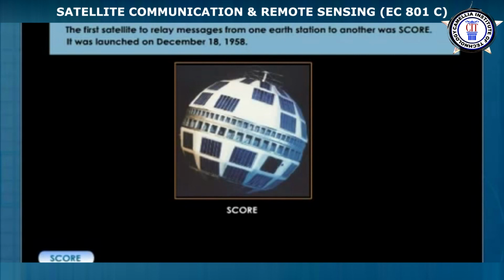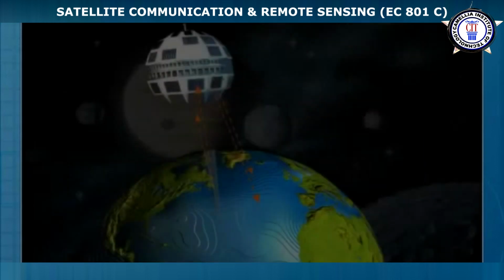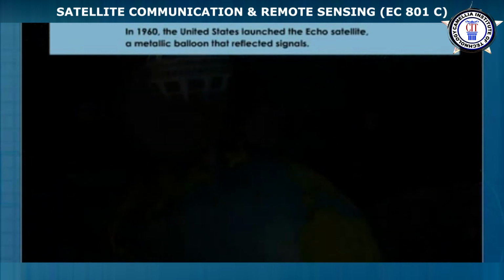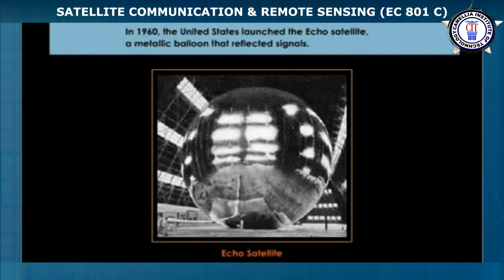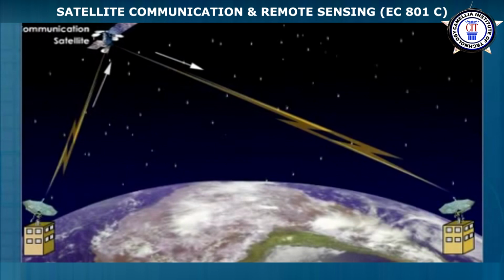The first satellite to relay messages from one Earth station to another was SCORE. It was launched on December 18, 1958. Communications through satellite are either passive or active. The first communication satellite was passive. Passive satellites merely reflect the signals received from the Earth station. In 1960, the United States launched the ECHO satellite, a metallic balloon that reflected signals.